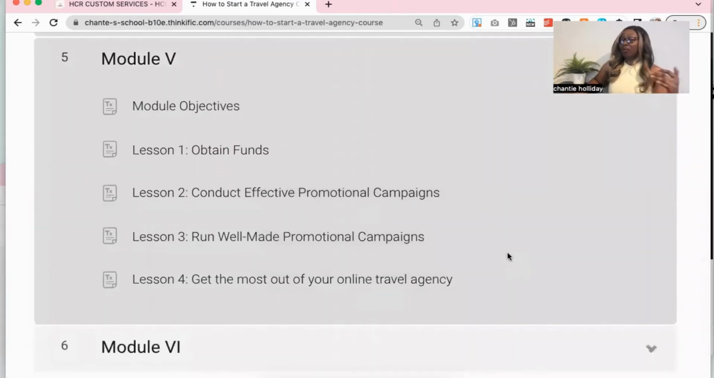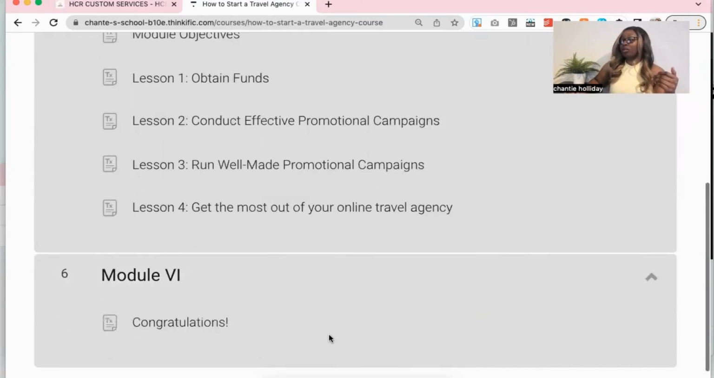Module 5 will cover the module objectives. Lesson 1 is obtaining funds. Lesson 2 is conduct effective promotional campaigns. Lesson 3 is run well-made promotional campaigns. And lesson 4 is to get the most out of your online travel agency. No one wants to start a new business and feel like they're stuck with no options.